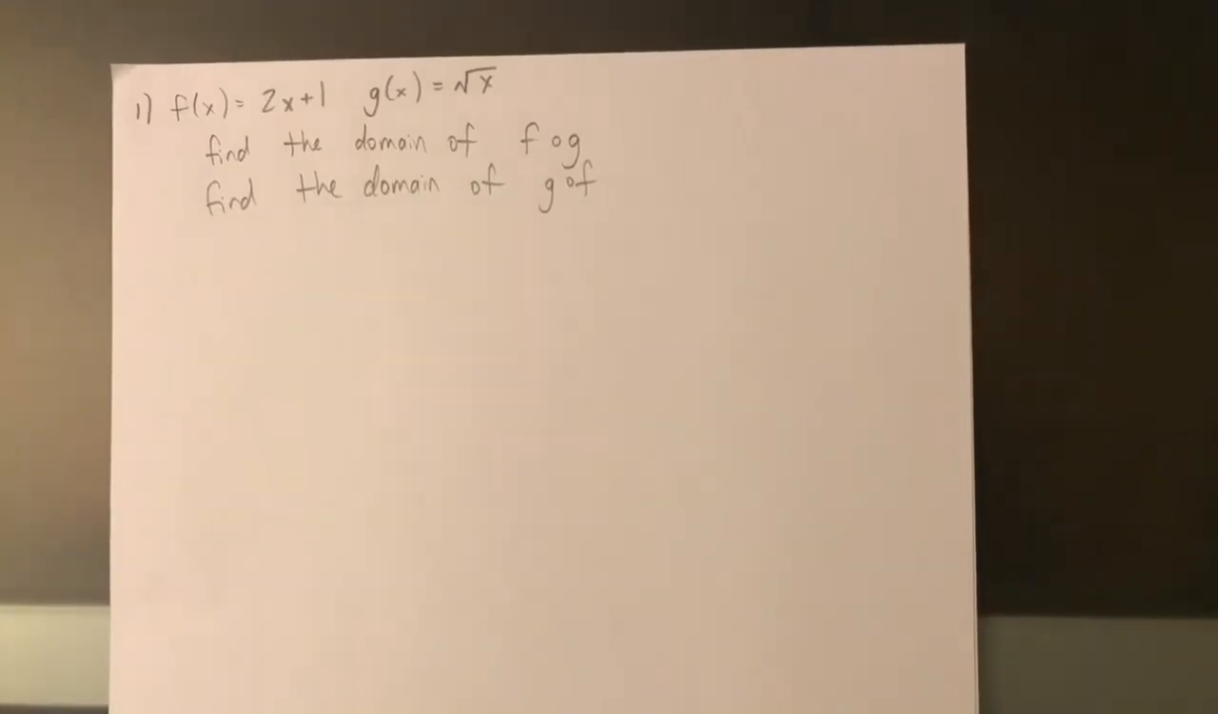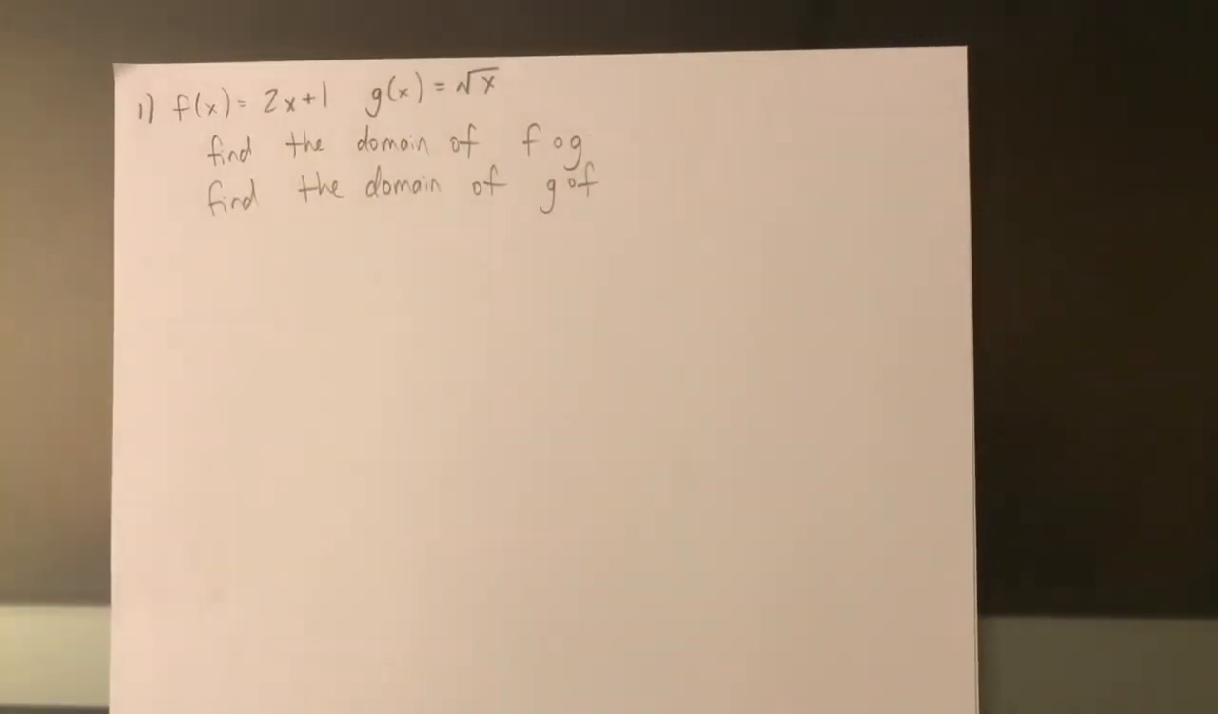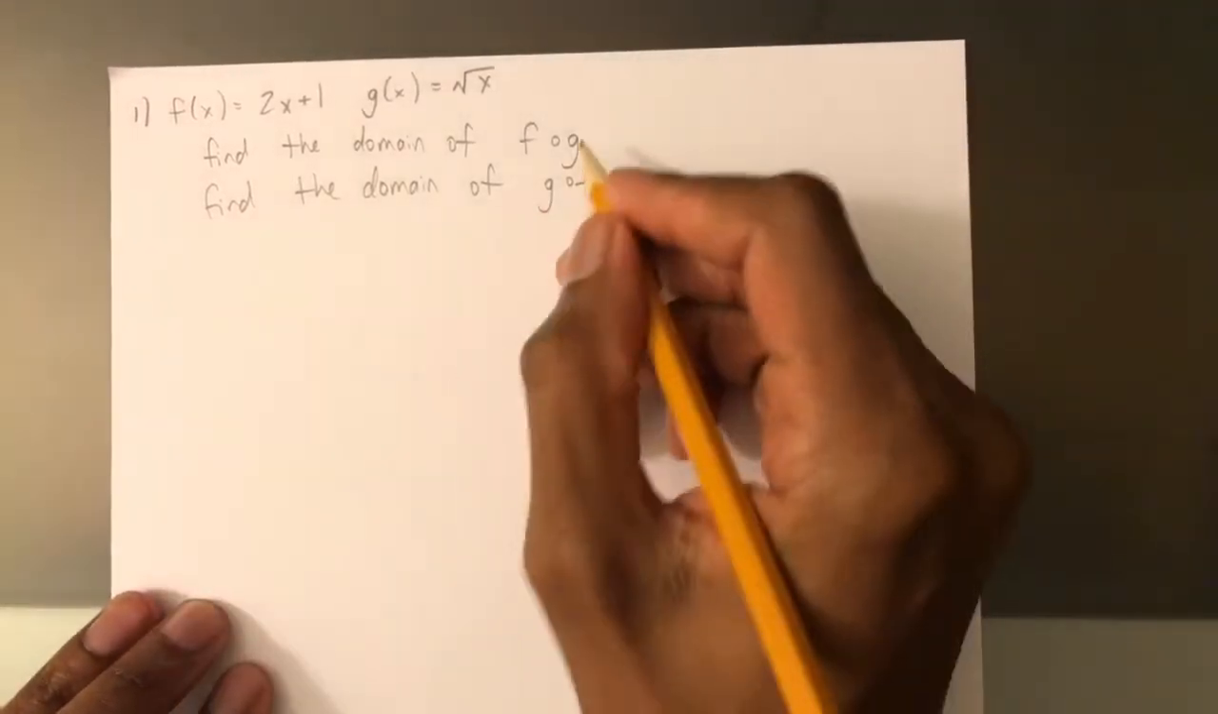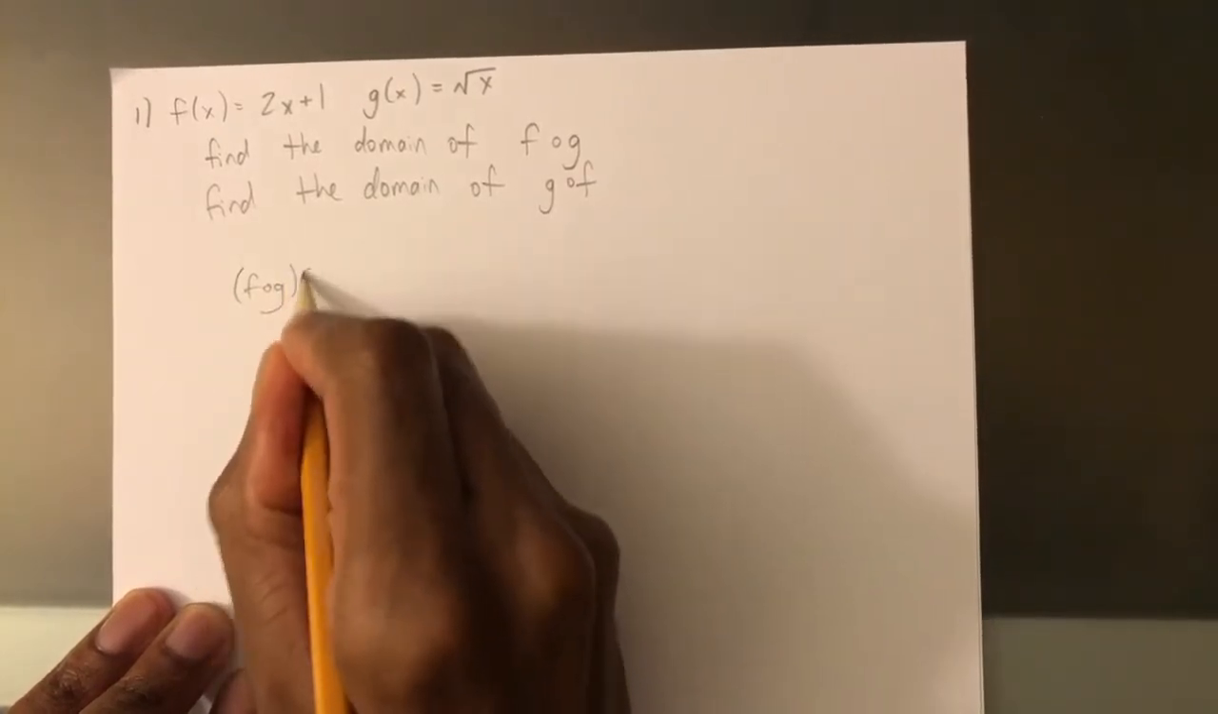Alright, so today I'm going to show you how to find the domain of a composition. So here's an example for you. You've got two functions, f of x and g of x. Let's say I want to find the domain of f of g of x. Well, you might be thinking, okay, we'll just find f of g of x, find its domain, and you're done. But when there are functions inside of other functions, it's a little bit more complicated than that. So let's just figure out the domain of f of g of x.